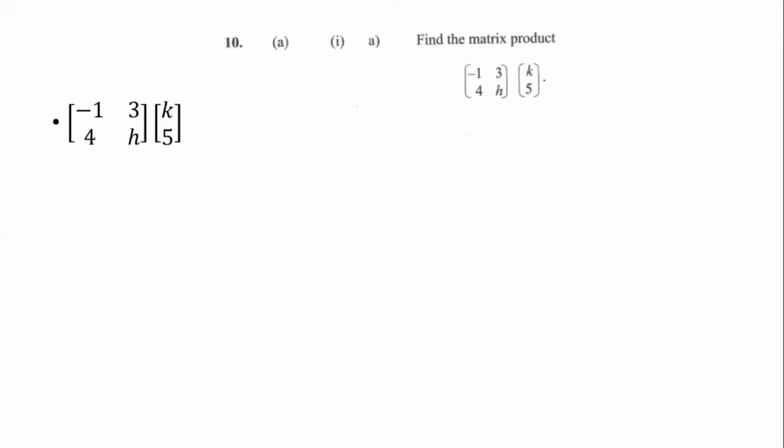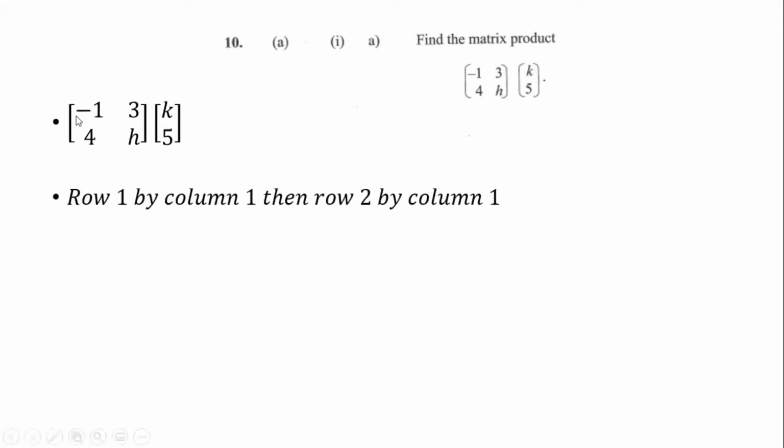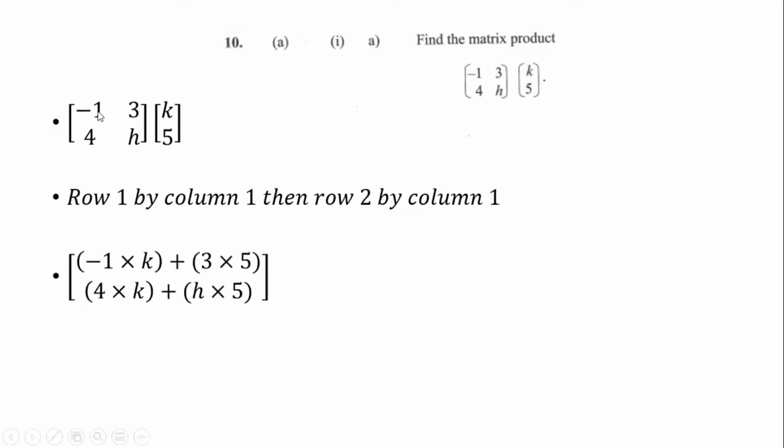So what we're doing is [-1, 3; 4, h] being multiplied by [k; 5]. We multiply row 1, which is -1 and 3, by column 1, which is k and 5, and then row 2, which is 4 and h, by the same column, k and 5. We know this is a 2 by 2 matrix and a 2 by 1 matrix. So therefore, in the end, our result will be a 2 by 1 matrix.